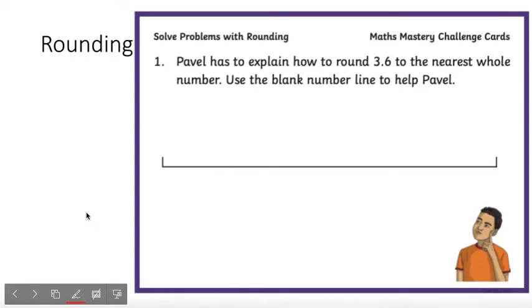The way I would explain it, I'll do this one and then you can have a go at another one in just a moment, is I would say that 3.6 is between the whole number 3 and the whole number 4. In between 3 and 4 is the number 3.5.